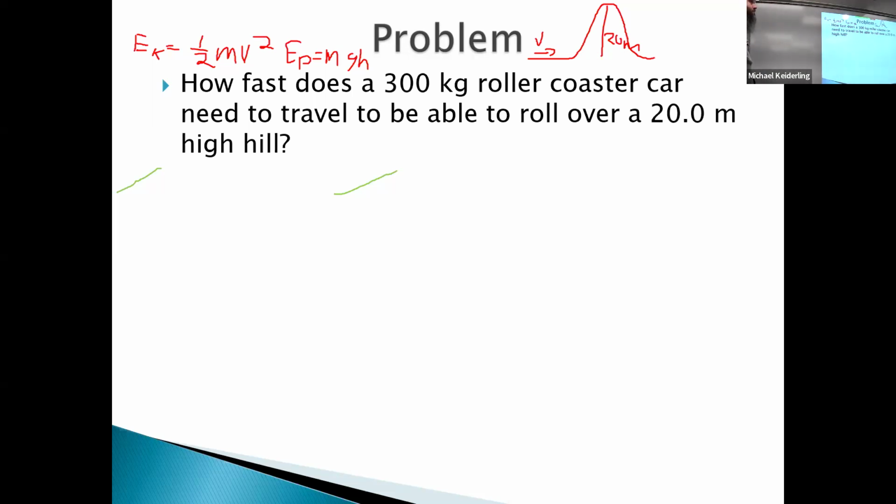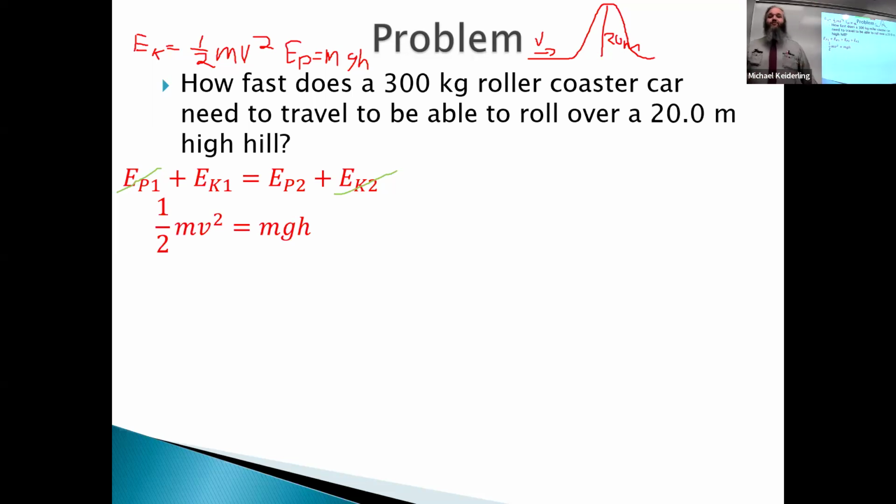So, in this case, we start with no potential energy, but some kinetic energy, and we end with some potential energy and no kinetic energy. So 1/2 mv squared equals mgh. Mass will cancel. We divide everything by 1/2 mass. We get v squared equals 2gh. V equals the square root of 2gh.